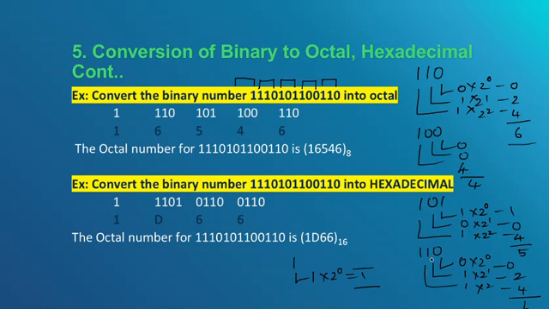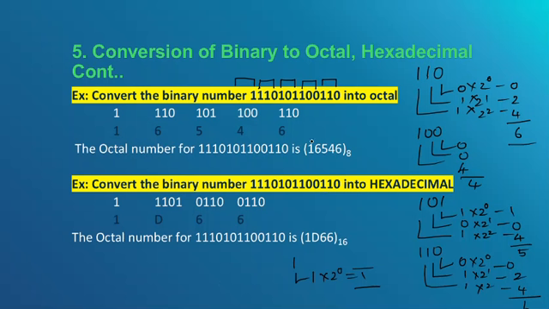So each 3-digit bit group you just convert into a decimal number, and that decimal number will be the octal representation. So this is the shortcut for converting a binary number into an octal number system.